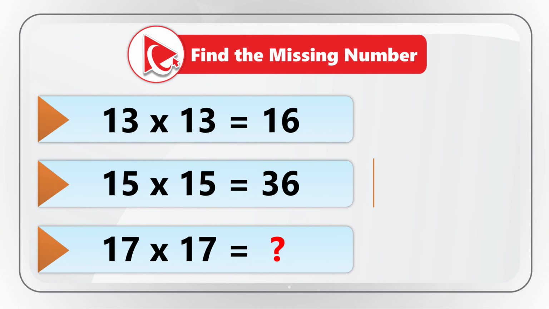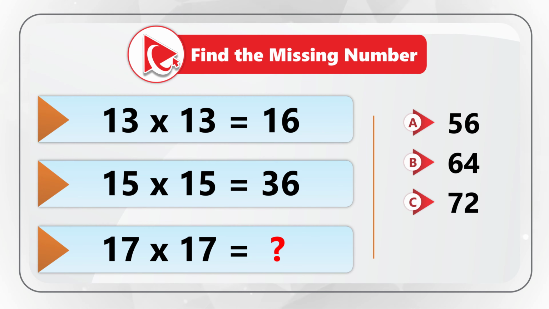You have 4 different choices to select from. Choice A, 56. Choice B, 64. Choice C, 72. And choice D, 81. Take a close look. Maybe pause this video to see if you can come up with the answer. Did you figure it out?